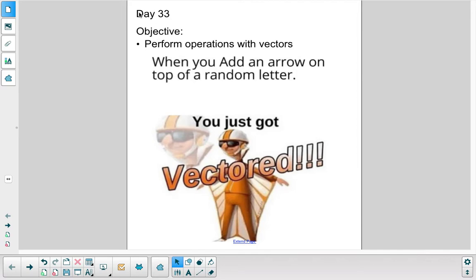Good morning, everybody. Today we're going to be talking about vectors and, more importantly, operations within vectors.